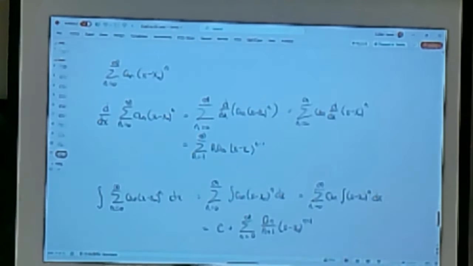So yes, you can take derivatives and integrals of power series. They're still functions. Specifically, they're polynomials, just infinite degree polynomials. Questions on anything we've done this evening?